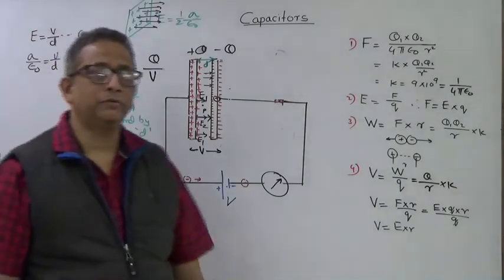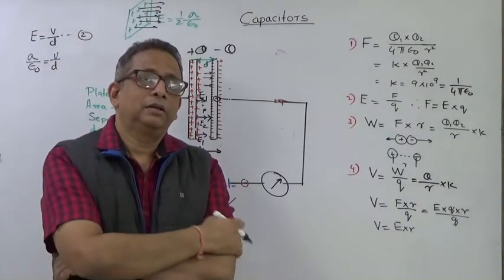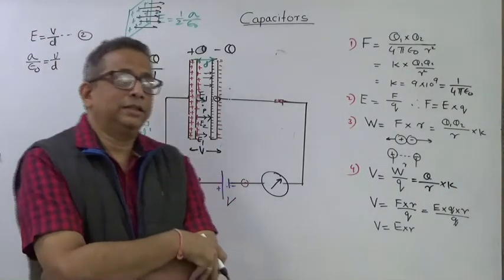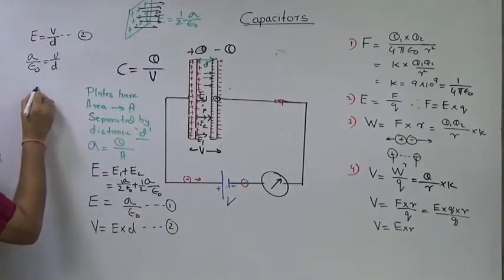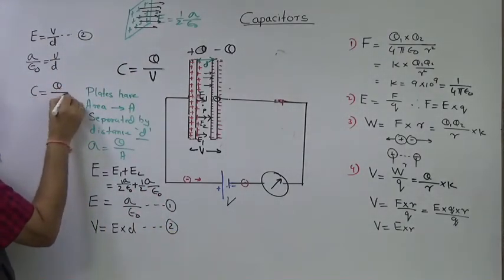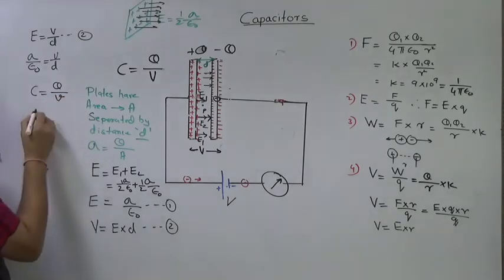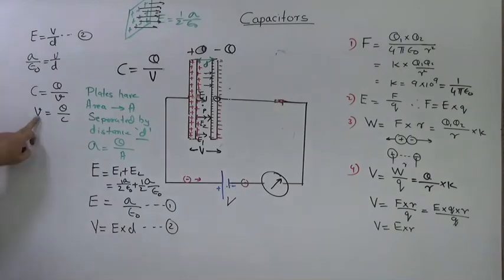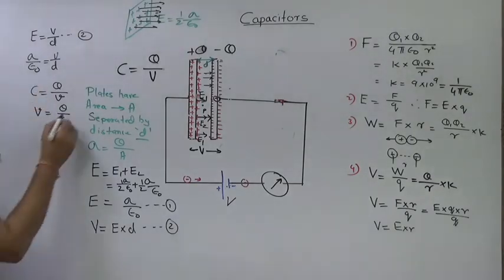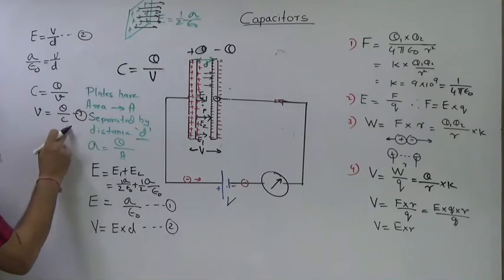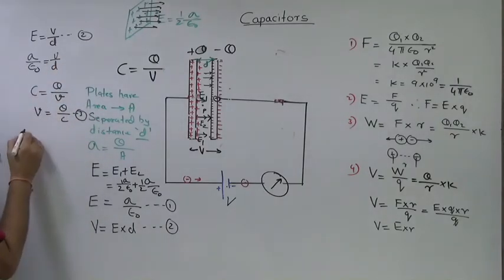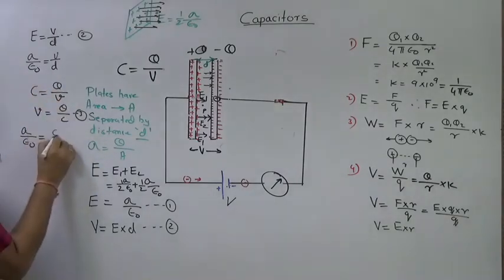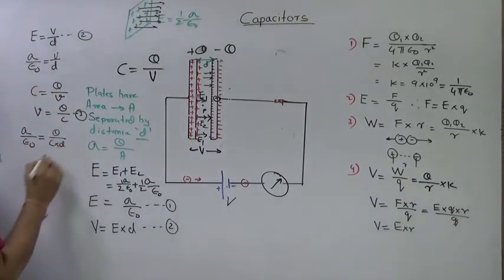There is one more equation which we had done, in which the definition of the capacitance is used. What is capacitance? Capacitance is amount of charge upon voltage. So therefore voltage will be equal to Q upon C. So this will be my third equation. If I substitute in this equation, it will become sigma upon epsilon equal to Q upon C into D.